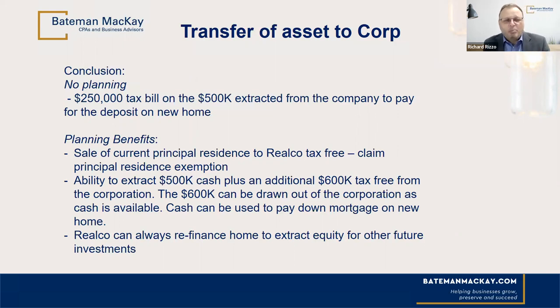If we did no planning, the tax bill would have been $250,000 on the $500,000. With the planning, remember, this individual sold a principal residence for fair value, but because it's a principal residence, there's no tax. The individual claims the principal residence exemption. So on the sale of the property from Mr. A to Realco, the individual is paying zero tax. The consideration was the assumption of the mortgage, so 1.5 million less the $400,000 mortgage, which gave Mr. A access to essentially $1.1 million of tax-free money that he can extract from the company as the company generates the money.